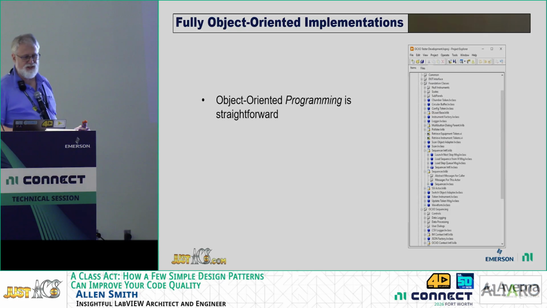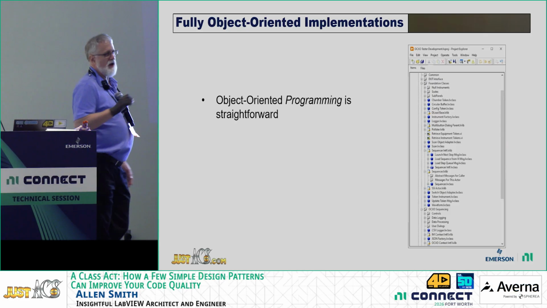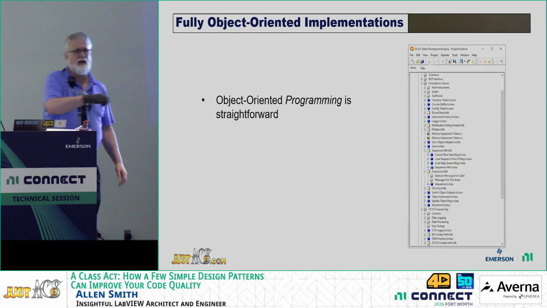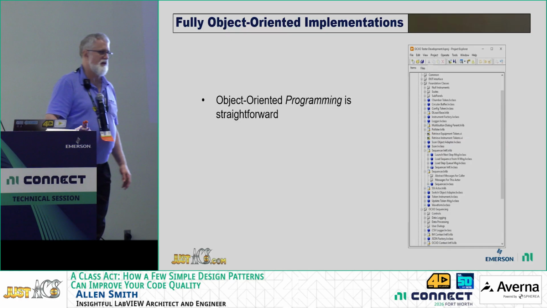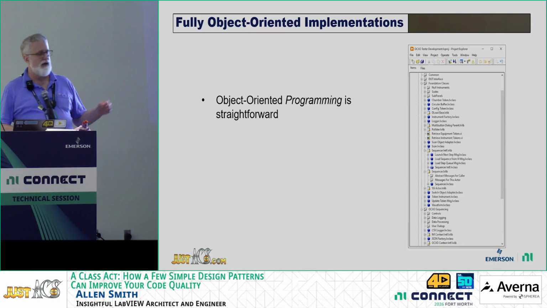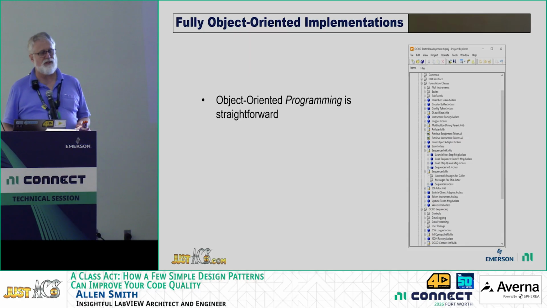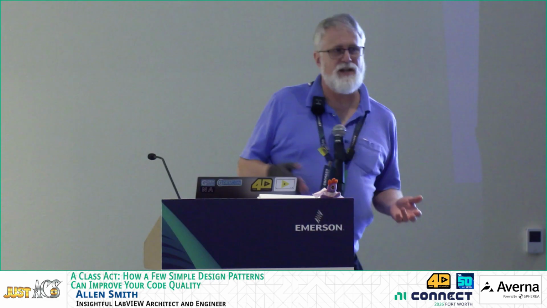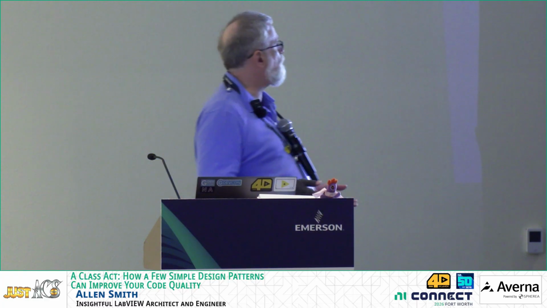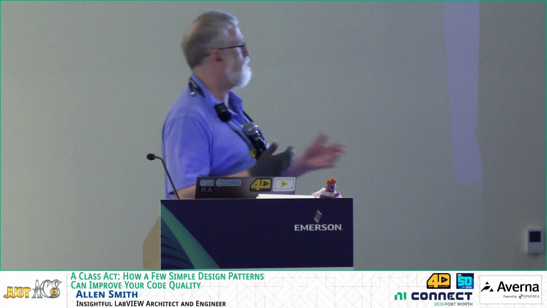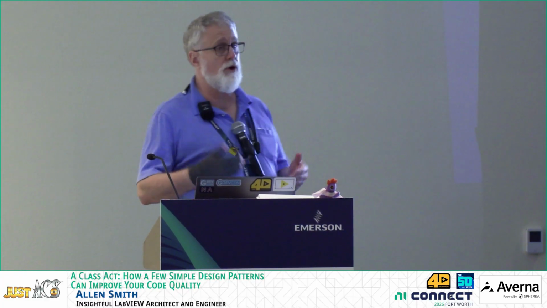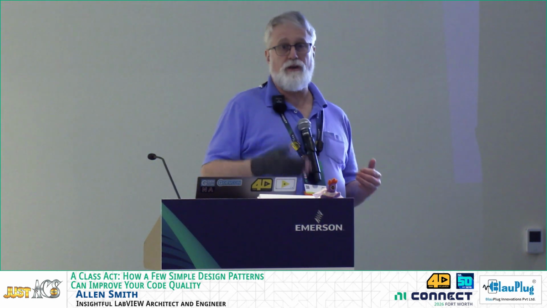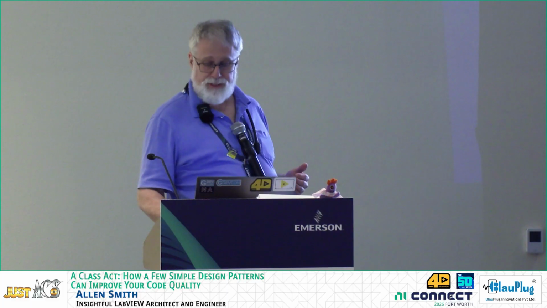Because the reality is that object-oriented programming, how do I make a class? How do I inherit from a class? How do I override a method? How do I have two classes interact? The programming is straightforward. Design, not so much. Design is a hurdle, right? You have to learn how to do that. And for me, it's been a long road over my whole career. Most people have some level of hurdle before they get really comfortable with doing this, and that's a burden.